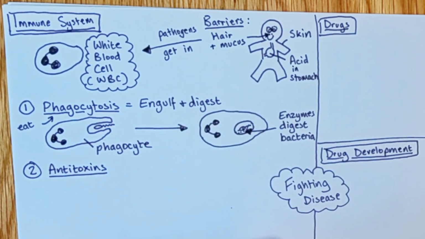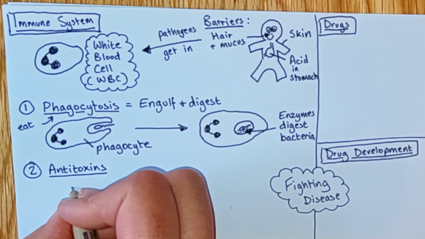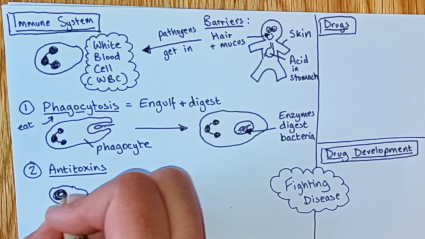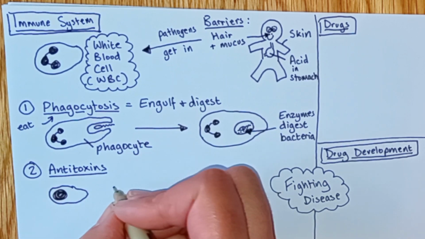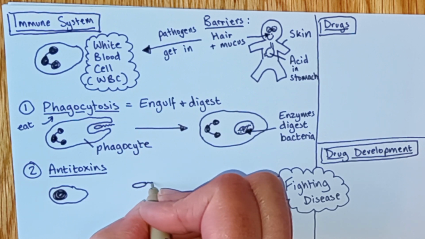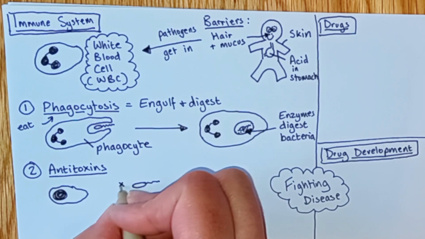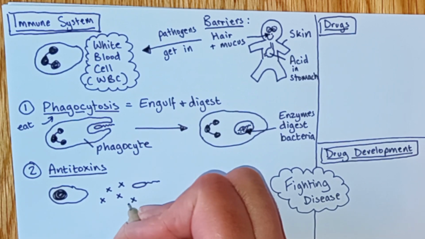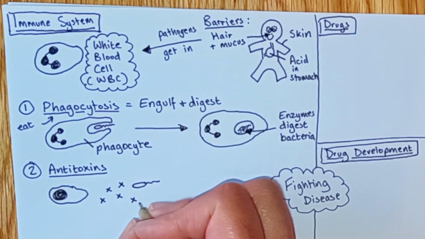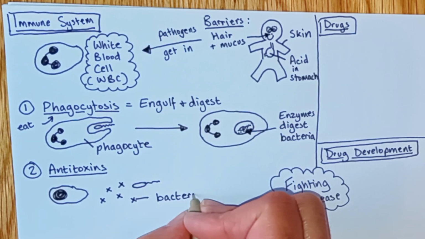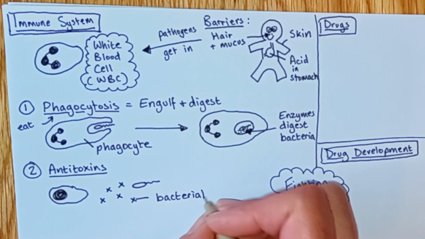I'll just underline that as well. So here we've got a white blood cell again, a blob-shaped cell. I'm going to do this one with a big round nucleus. And some types of bacteria secrete poisons. So here's my bacteria, and here's the poison it's secreting. And the poisons that it secretes are called toxins. So that's a bacterial toxin.